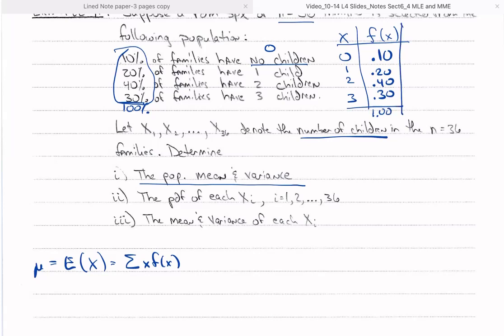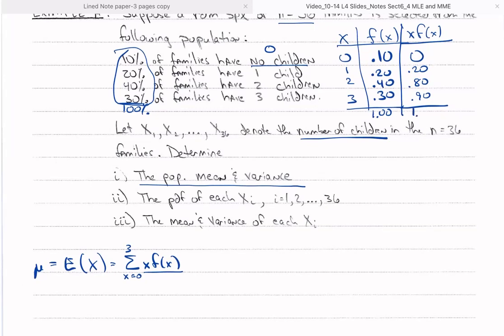So remember that the sum of x times f of x goes from x equals 0 to x equals 3. It's easy to do this in table form. So 0 times 0.1 is 0. 1 times 0.2 is 0.2. 2 times 0.4 is 0.8. 3 times 0.3 is 0.9. We add these up, 0.2, 0.8, 0.9.